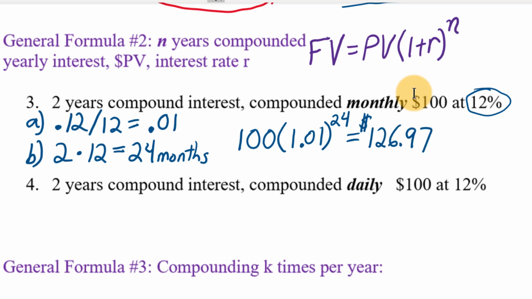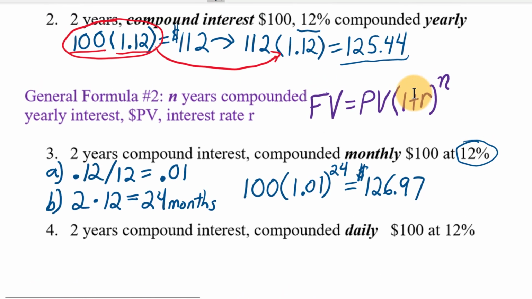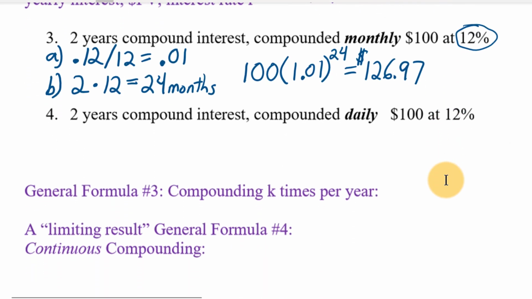Basically, what I want you to see here is that the more often we compound, the more money we're going to get in interest, because we're going to have more often where we can earn interest on the interest. When we only compound yearly, we get $125.44. When we compound monthly, $126.97, a little bit more. Well, let's take this to the next possible step. Let's compound daily. Let's assume that there's 365 days in a year. We do exactly the same kind of thing. Our daily interest rate is going to be 0.12, the annual interest rate, divided by how many days in the year there are.